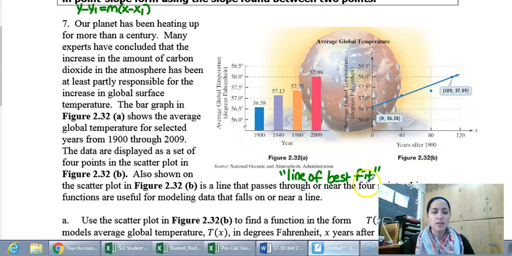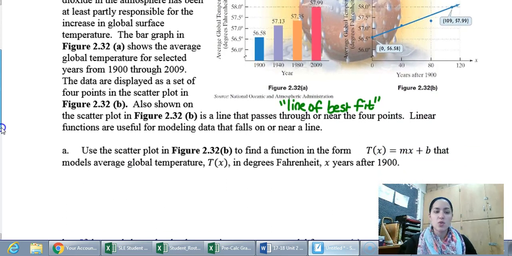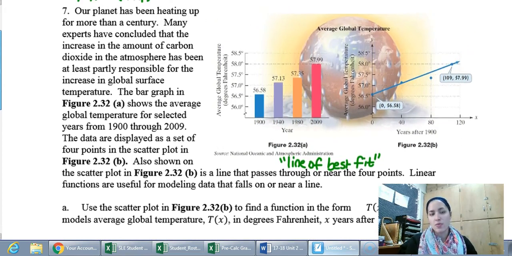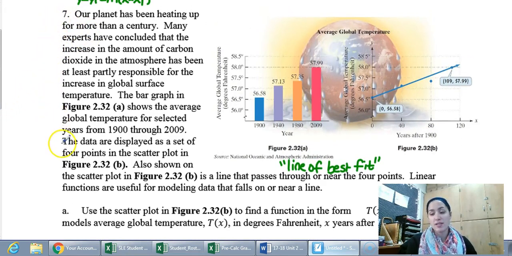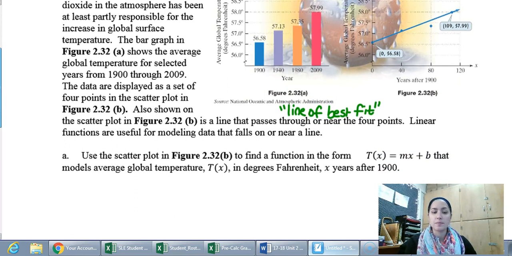And then it finally says, linear functions are useful for modeling data that falls on or near a line. And then part A, our question is, use the scatter plot. So before we talk about A, did anybody notice how really all of this right here was kind of just setting up the scenario for us? So don't be intimidated when you see a lot of writing. It's just helping us to understand what this data is all about. So nothing to be worried about, just calmly read it through. And now that we understand what this is all about, we can start answering some mathematical questions about the data.